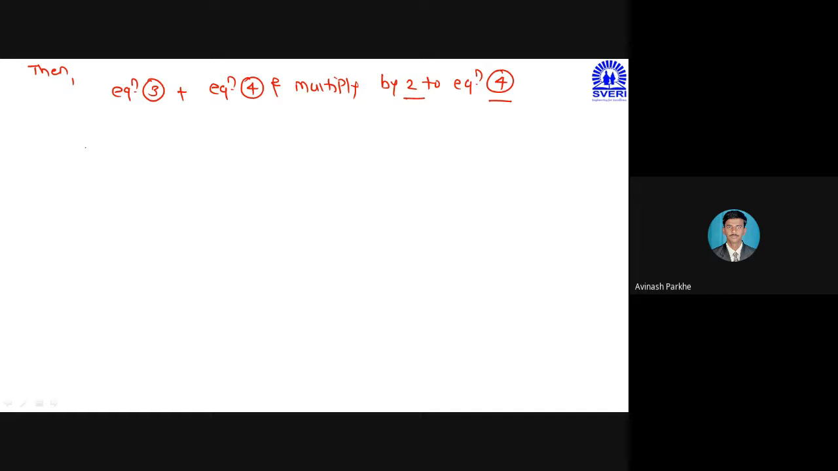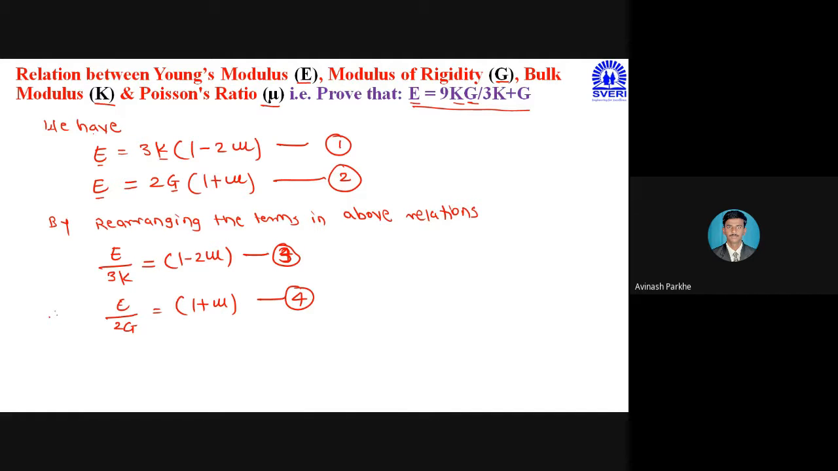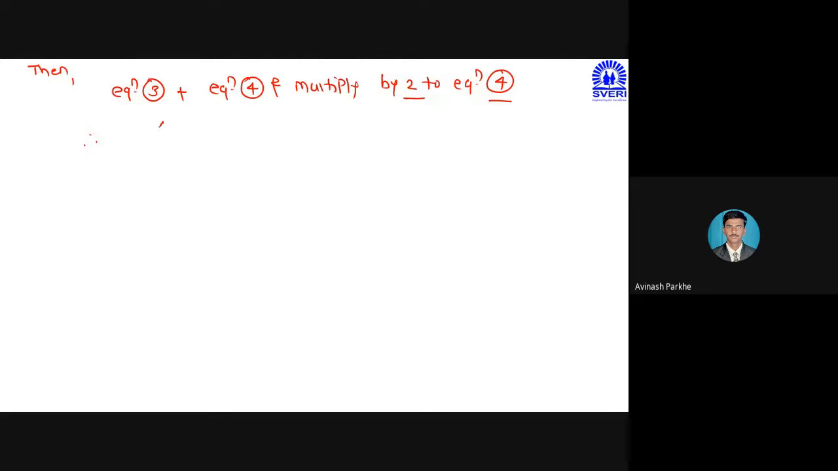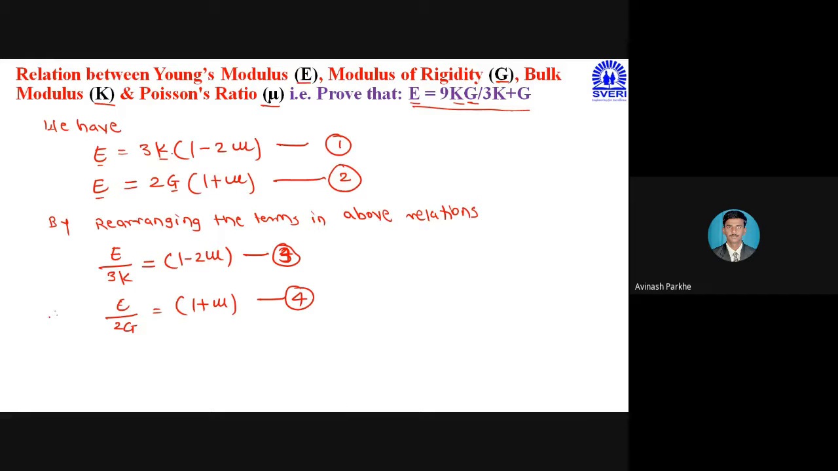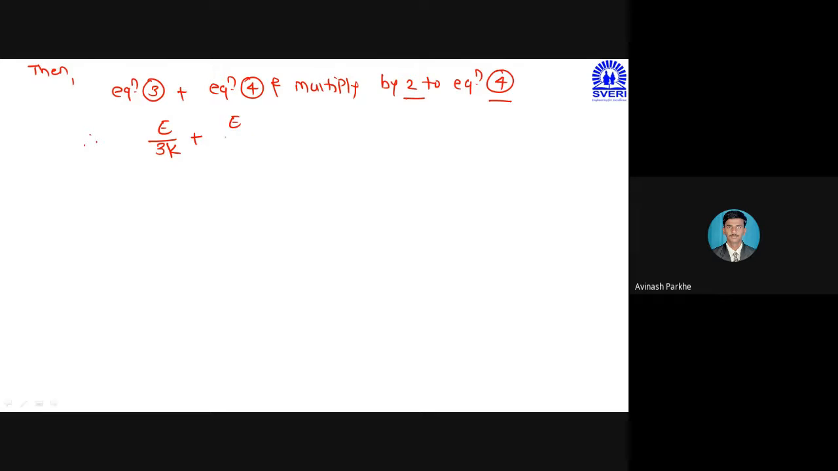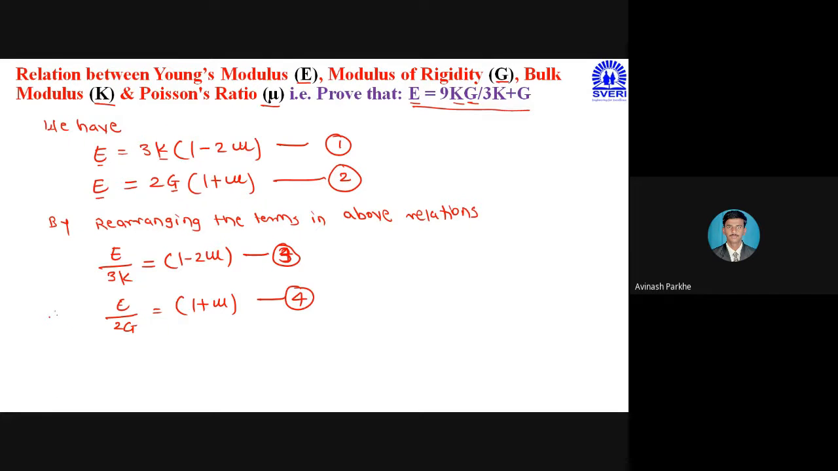So what will be the next step if I add equation number 3 and equation number 4? In equation number 3 and equation number 4, the left hand sides are E upon 3K plus, for equation number 4 we have to multiply by 2, so this is the term E upon 2G, multiplied by 2, that is E upon G. Yes, E upon 2G.